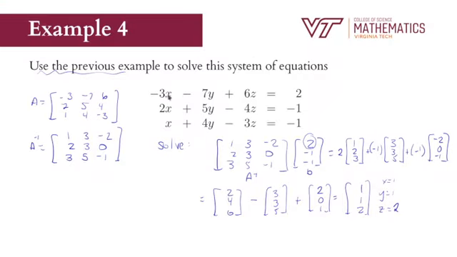And we should be able to check that. We get, let's see, -3 minus 7 is -10. -10 plus 12 is 2. That equation checks. 2 plus 5 is 7. 7 minus 8 is -1, so that checks. 1 plus 4 is 5. 5 minus 6 is -1, so that checks. And so this solution checks. Let's move on.